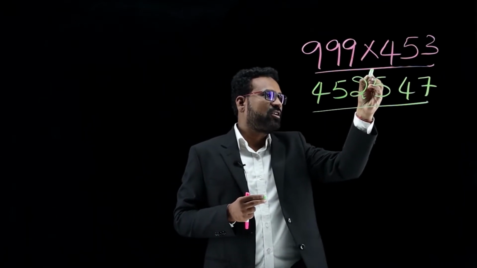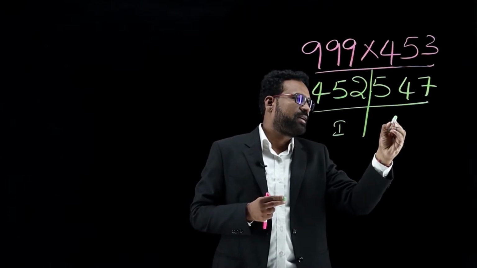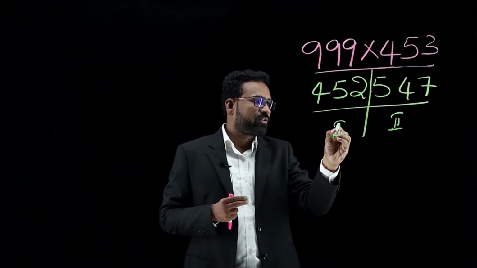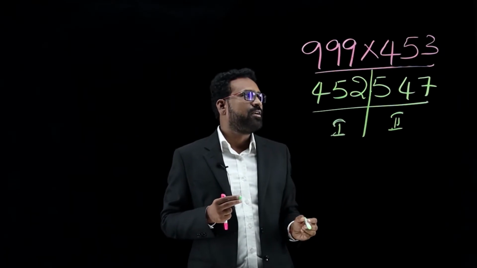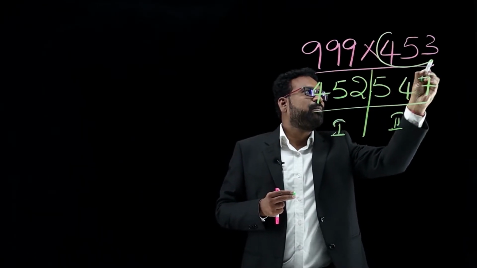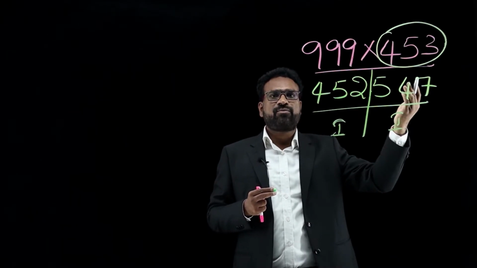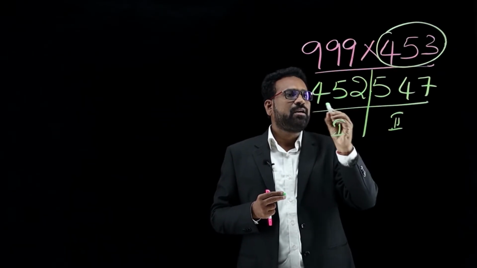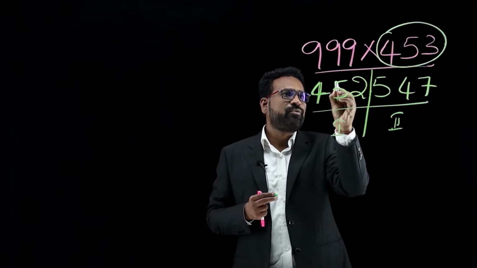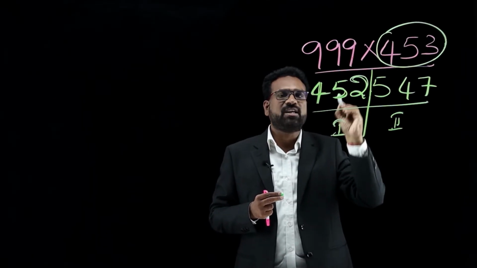Here, we get this answer in two parts. This is first part and this is second part. For first part, what we have to do is, we have to write one less than this number, 453. What is 1 less than 453? 1 less than 453 is 452. This is the first part of the answer.